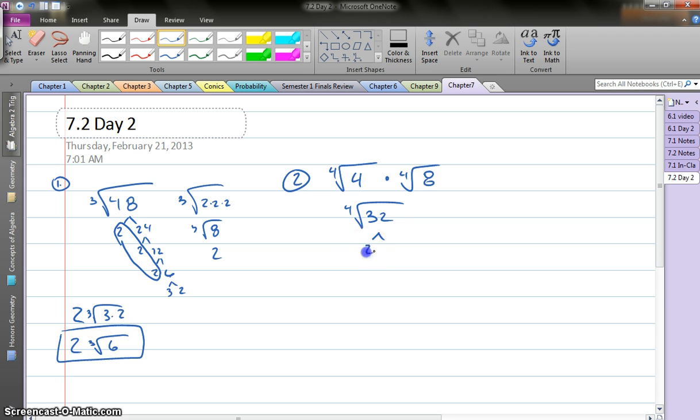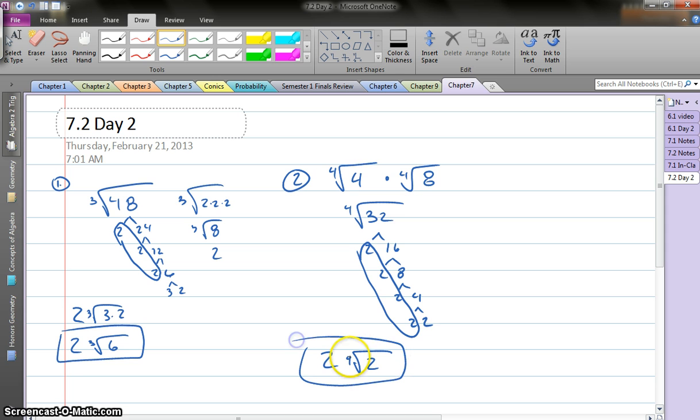So let's go 2 and 16, 2 and 8. 8 is 2 and 4. 4 is 2 and 2, so lots of 2's. So I need 4 of a kind. Well, there's 4 of them right there. So all 4 come out as 1. The 2 left alone stays in. Don't forget it's the 4th root. If you forget to put your tiny little 4 there, it's wrong, because then you're saying the square root, and that is a different value.